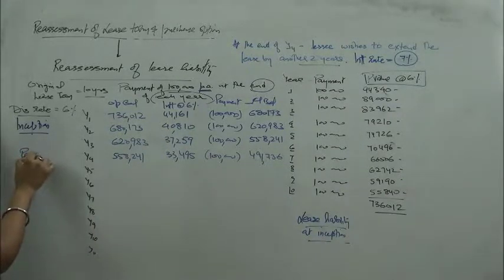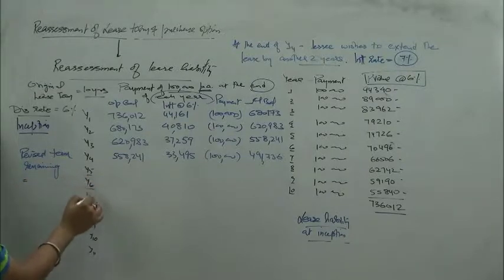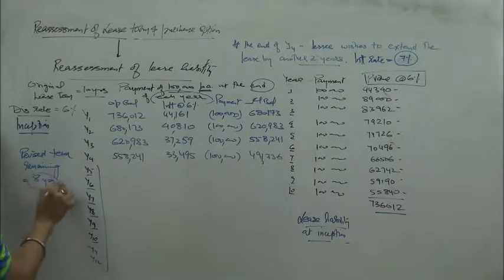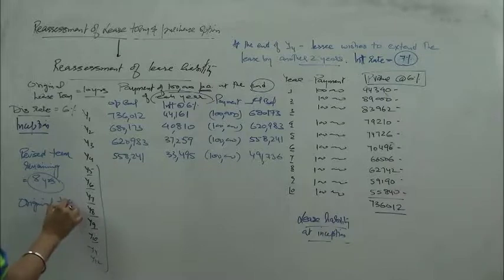revised term remaining is 5, 6, 7, 8, 9, 10, and then we also have 11 and 12. So there are 8 years now remaining, as against the original term remaining, which was 6 years.